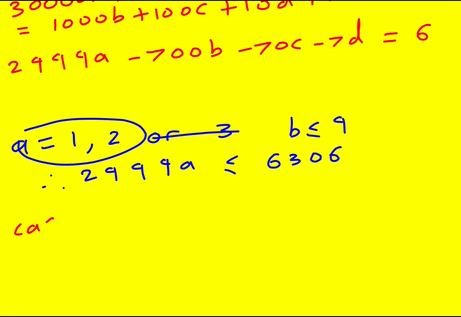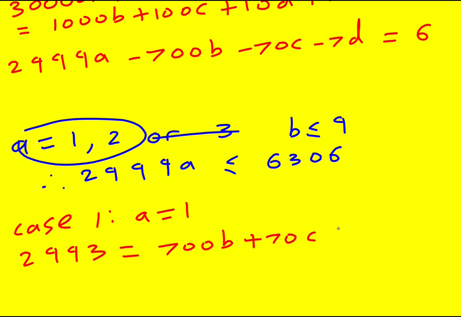Case 1, A equals 1. Then I'm going to get 2,999, and I'm going to minus 6 from it. So that's going to be 2,993, and that will equal 700B plus 70C plus 7D.